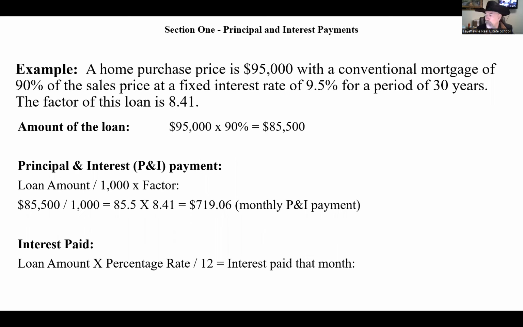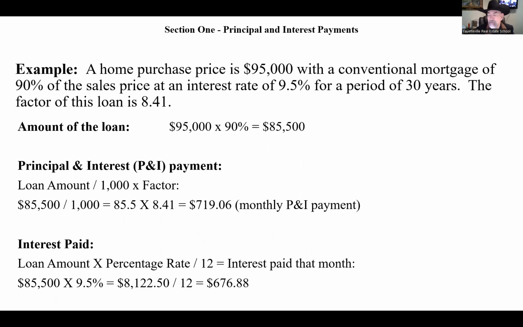All right, so first we have to figure out how much of this $719.06 is interest. The calculation for that is we take the current loan amount times the percentage rate. We see in the problem the percentage rate is 9.5%. That will give us the interest for a year. We then have to figure out how much the interest is for 1 month, so we divide that by 12, and that gives us the interest paid for that month.